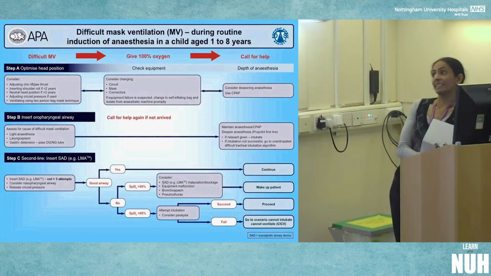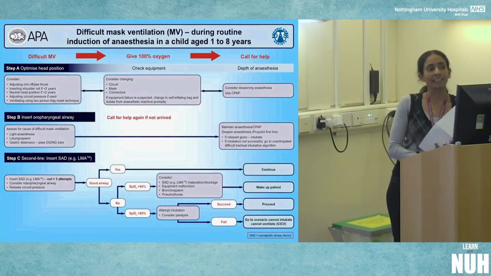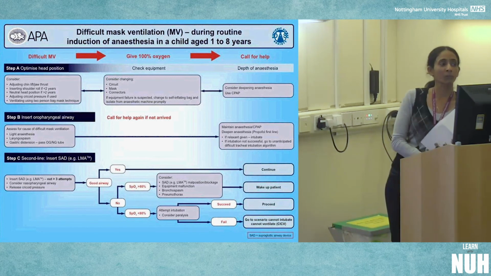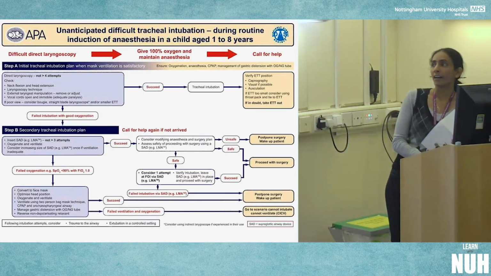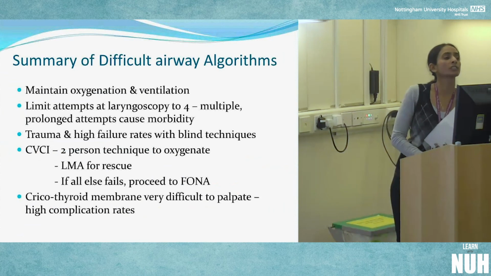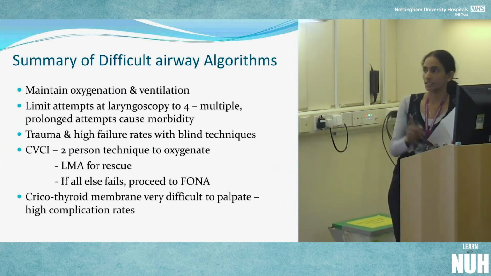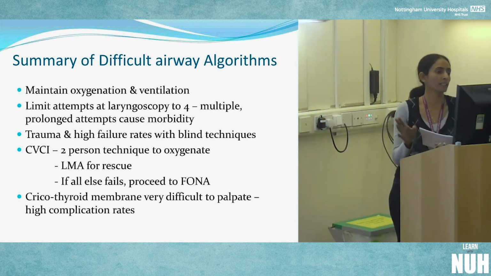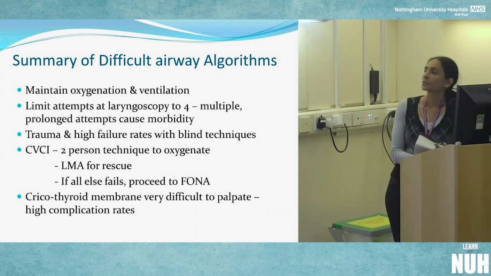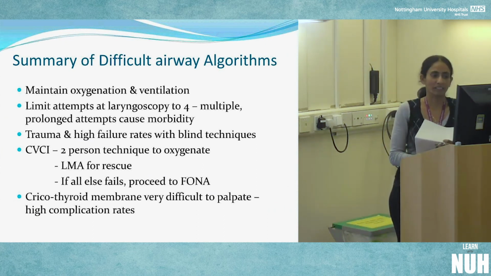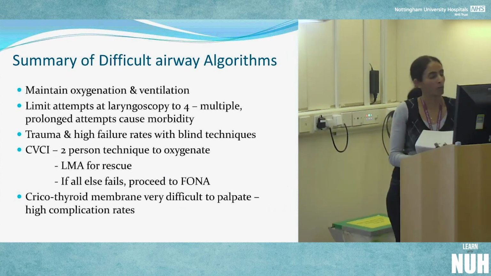So I have put these slides up. They are really, really busy, and I don't know if you want me to go through all of it. I have put a little summary up, and I think John is also going to talk a little bit about difficult intubation. I've just put a little summary which says what you should do or shouldn't do. So maintain oxygenation. I don't know why it says ventilation, sorry. So limit attempts at laryngoscopy to 4. Obviously, the more times you try, the more morbidity.